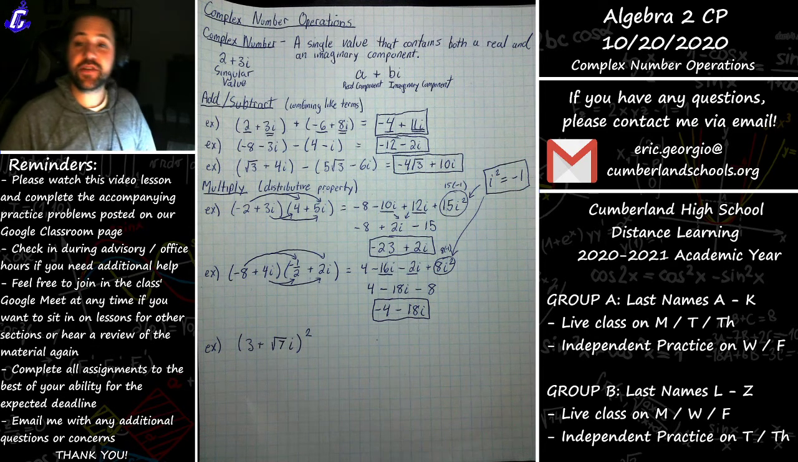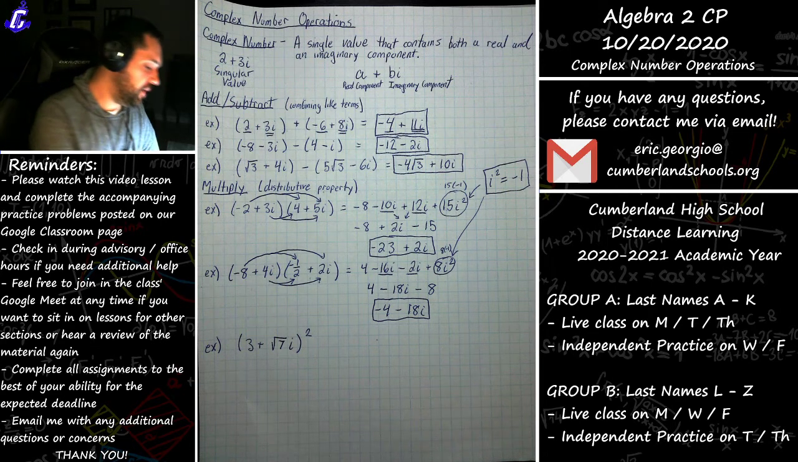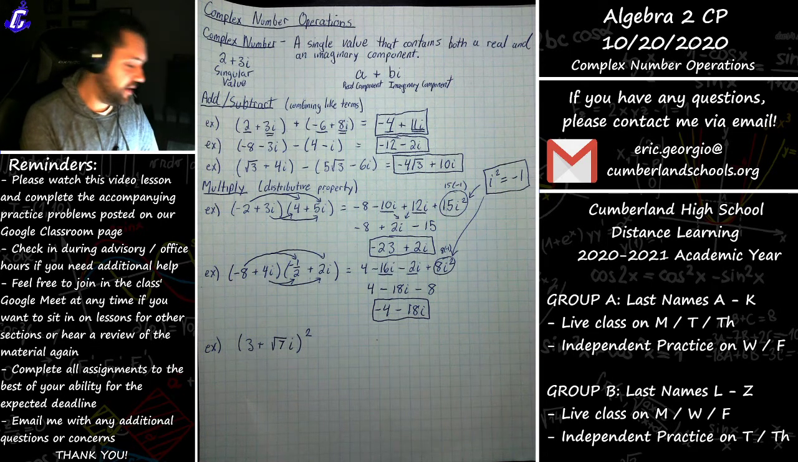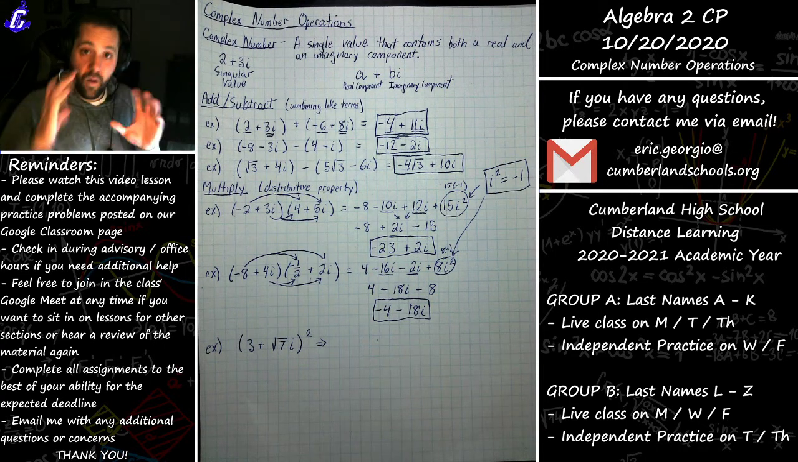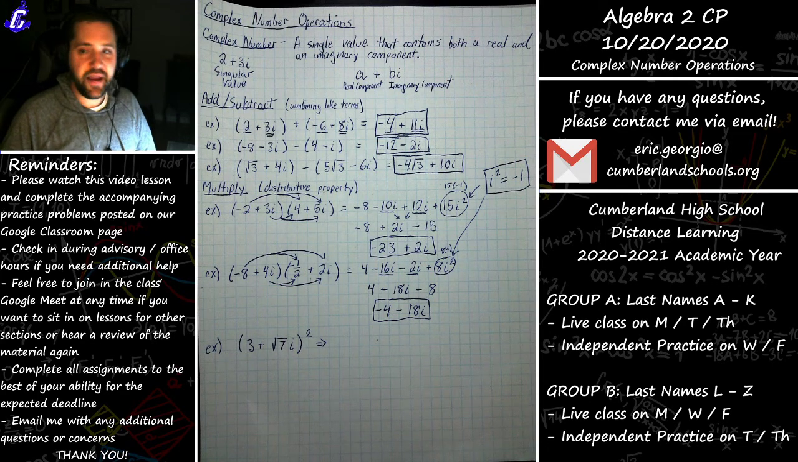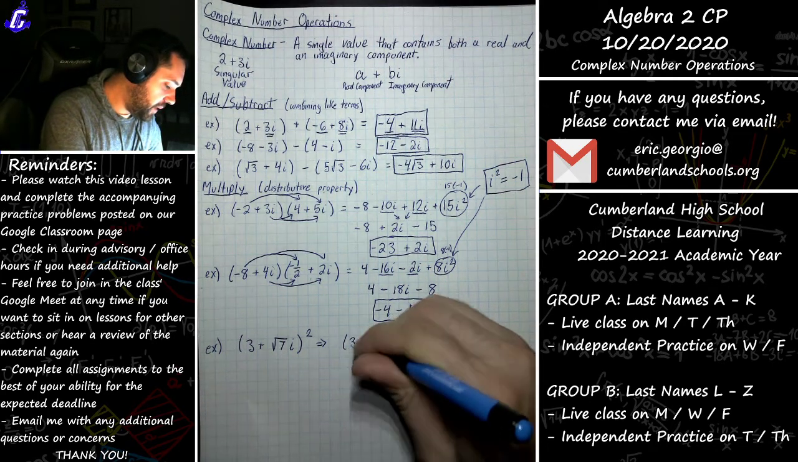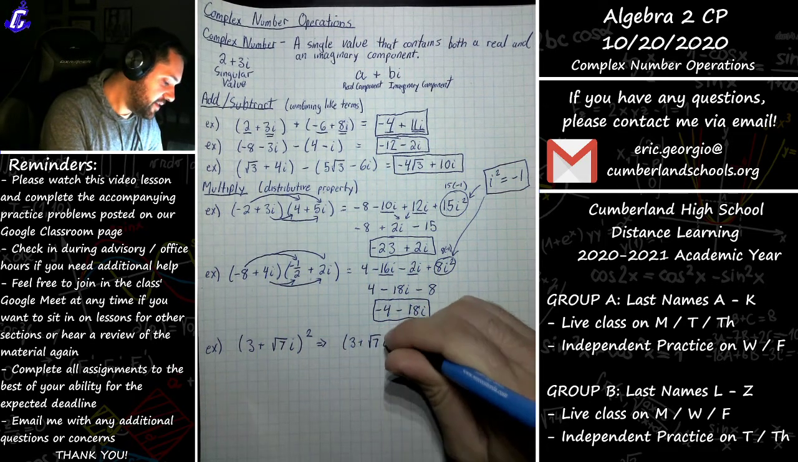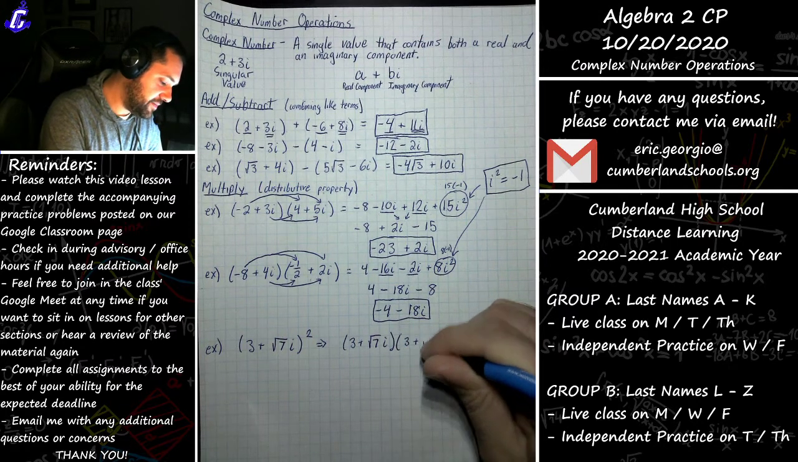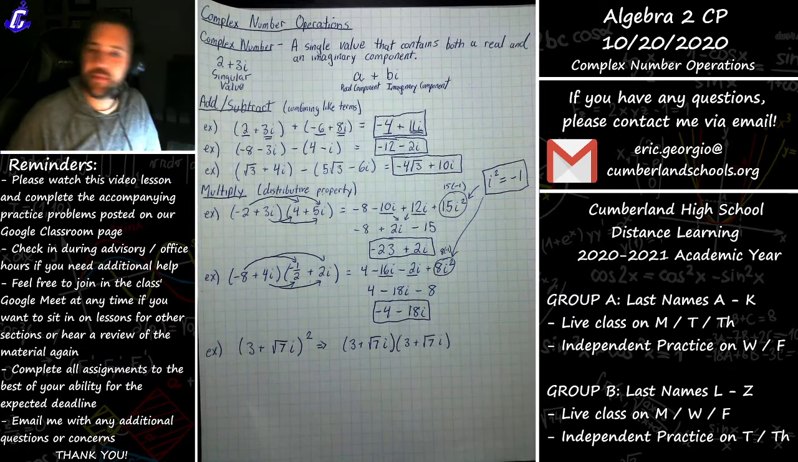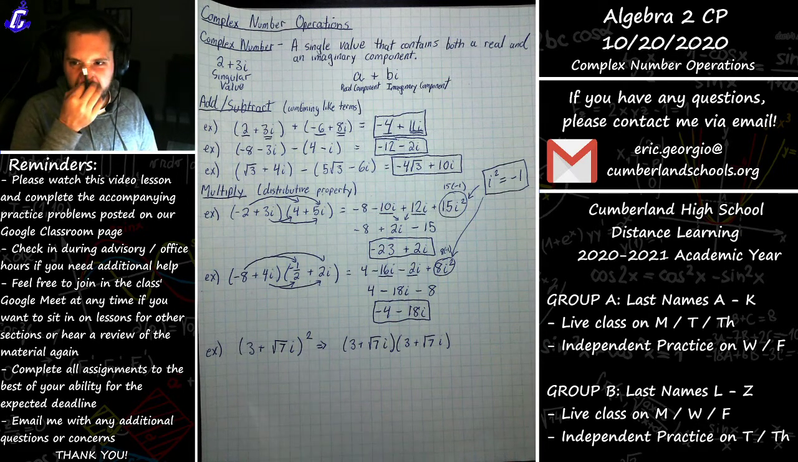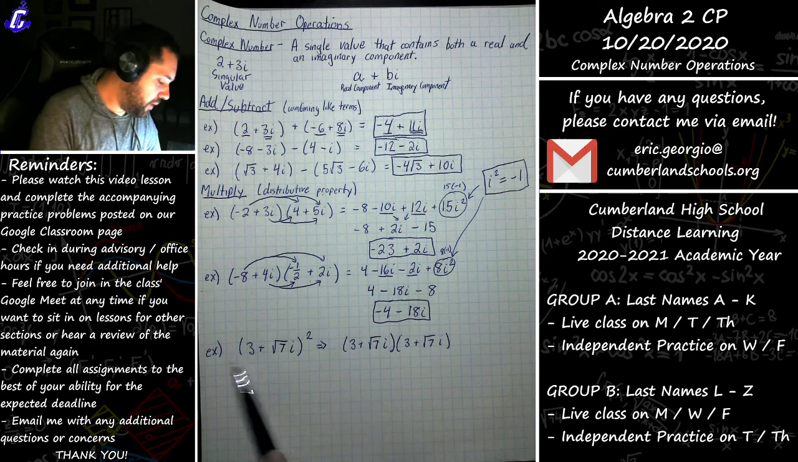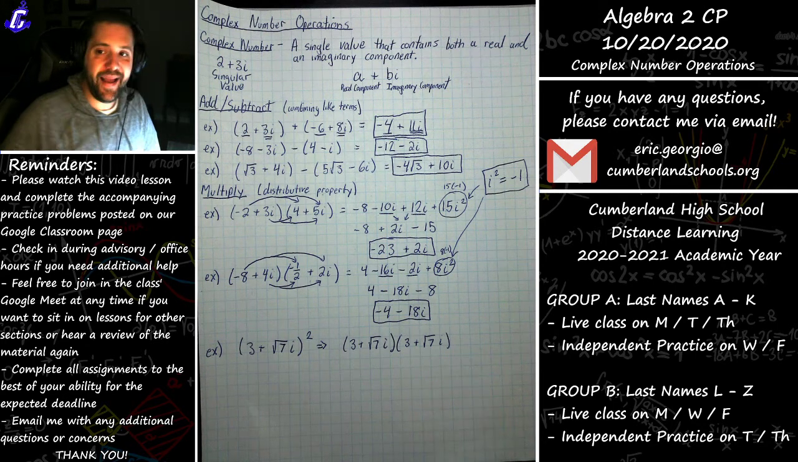What does it mean to square something? Well, to square something, we need to multiply it by itself, correct? So if I have 3 plus the square root of 7i all squared, what's really going on here is we're doing 3 plus the square root of 7i times itself, 3 plus the square root of 7i, right? So recognize that when we have this entire quantity that's being squared, I'm really multiplying this entire quantity by itself, all right? Because that's what it means to square something.